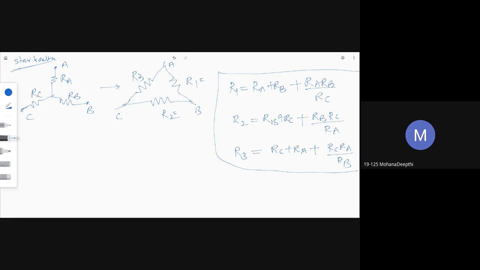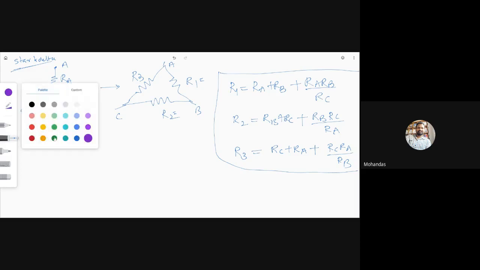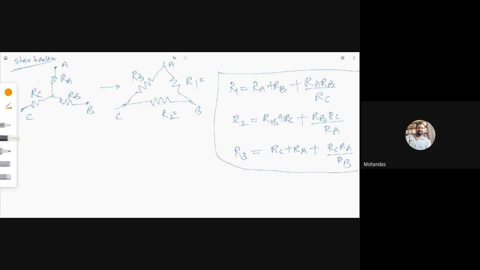Yes, sir. Now let us see how to remember these formulas without by-hearting. Let me give a thumb rule to remember these formulas. See, this is a star, right? If we are going to convert it to delta, let us draw the delta connected resistors. This resistance will be R1. This is R2 and this is R3.